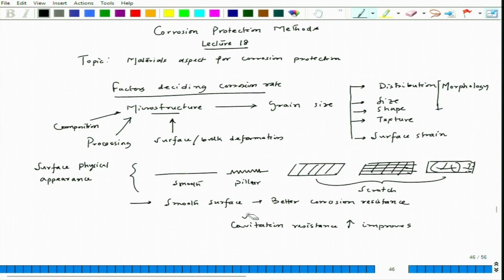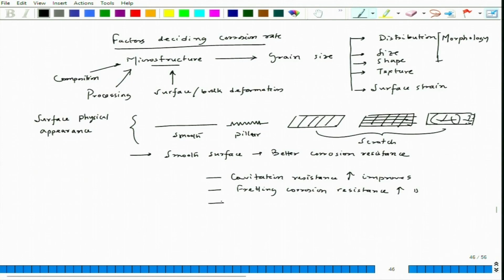Then there could be forms like fretting. Fretting corrosion resistance also improves. Okay. Then we can also have better pitting resistance. So, these are the kind of situations we can end up experiencing.